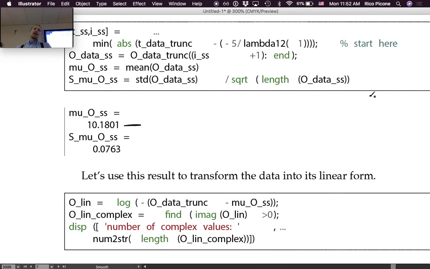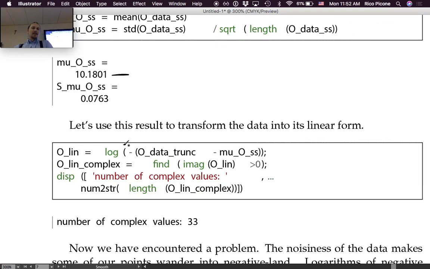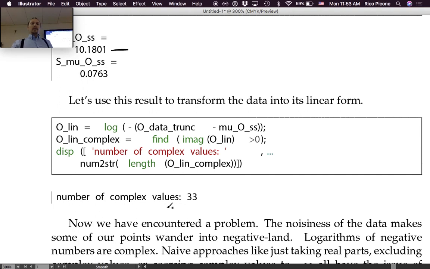If we were talking about uncertainty, which I didn't go into an uncertainty analysis, but if we were interested in it, we would be interested in the standard deviation of the means associated with that. So I computed that in case you needed it for your write-up. Okay, so let us use this result to transform the data into its linear form. So we do that. We take the log of this difference. So we think we're good, except, oh no, what happened?